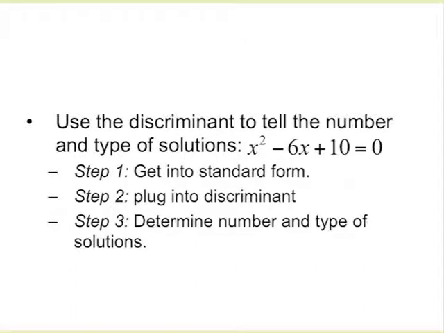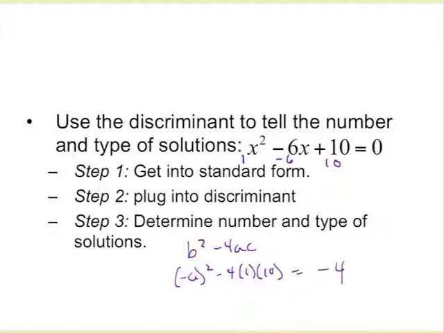So for this one, we need it in standard form still, so we know what our A, B, and C are. A is 1, B is -6, C is 10, and we do the discriminant, just the b squared minus 4ac part. So it's -6 squared minus 4 times 1 times 10, which is -4. A negative discriminant means that I have two imaginary solutions.